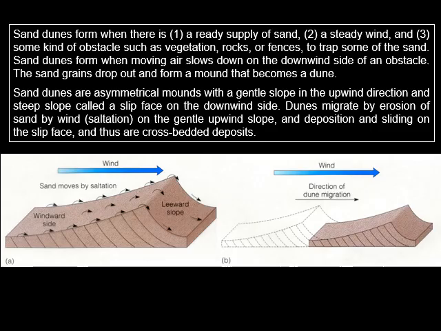Sand dunes are asymmetrical mounds with a gentle slope on the upwind direction and a steep slope, called the slipface, on the downwind side. Sand dunes can form when there is a ready supply of sand, steady wind, and the presence of obstacles such as vegetation or rocks. Sand grains tend to drop out from the mounds. That becomes a dune. And dunes can migrate laterally, such as shown in this diagram.